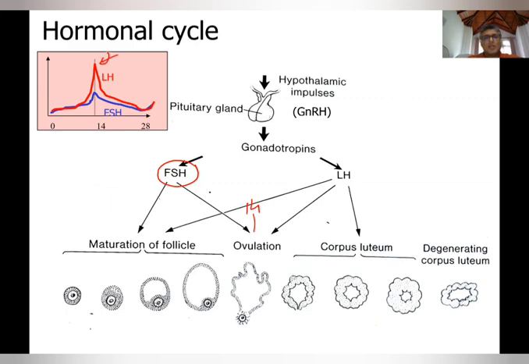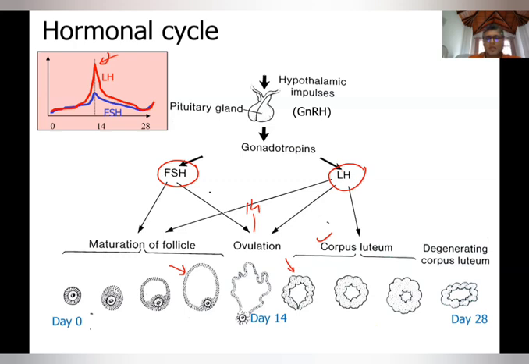Then after ovulation, the remaining part of the follicle is here. Now the ovum is not there, it has been released. That is called corpus luteum. It is mainly under the influence of LH now. Corpus luteum.